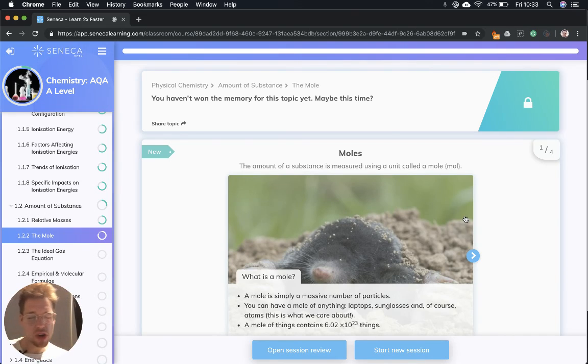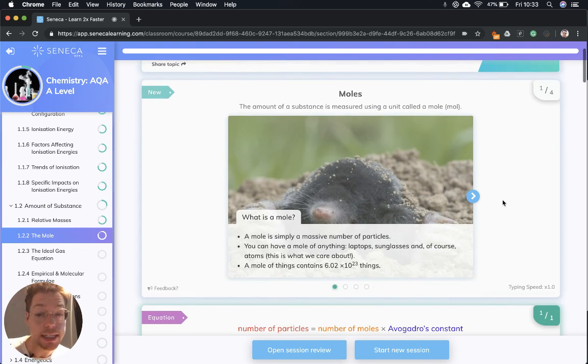Smash some avocado, squeeze some lemon, or make some guacamole, because today we are talking about moles, a fundamental unit in A-level chemistry. Let's dive straight in. What is a mole? A mole is simply a massive number of particles. You can have a mole of anything. You can have a mole of laptops, sunglasses, and of course atoms.